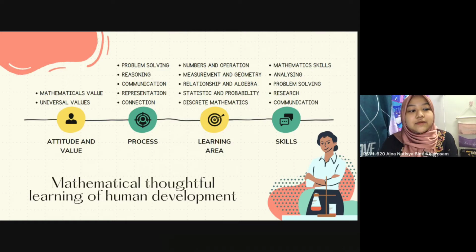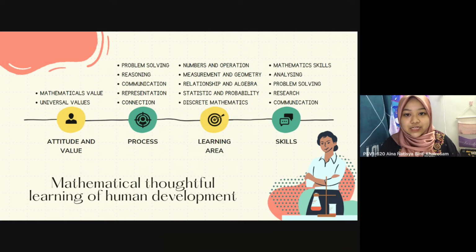So, attitude and value, mathematical value and universal value. The mathematical processes that support the effective and thoughtful learning of mathematics are problem solving, reasoning, communication, representation, and connection. These five math processes are interrelated and need to be implemented integrally across the curriculum.